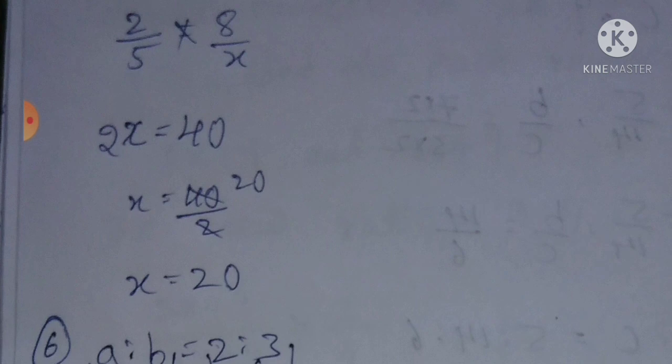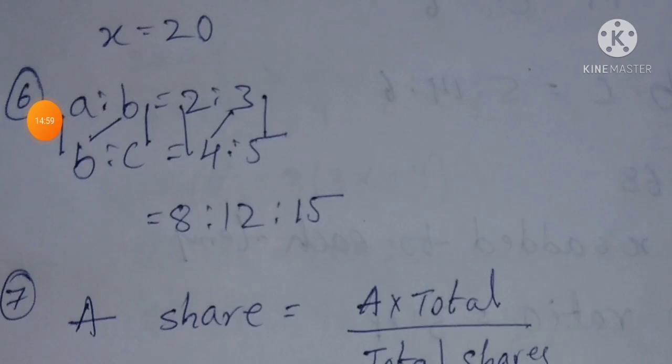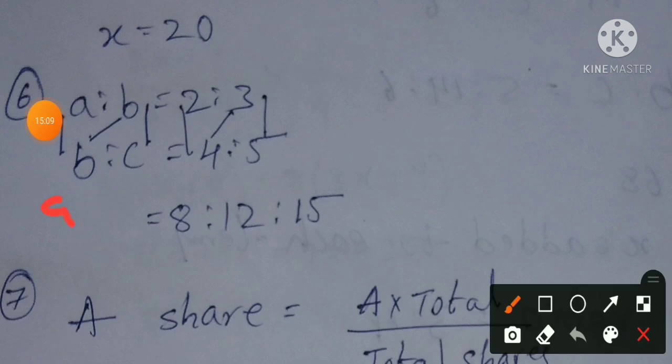A is to b equal to 2 is to 3, b is to c equal to 4 is to 5. Then find a is to b is to c. Here a simple method we already discussed in the previous method, where we make the b the same term, by multiplying with another number.